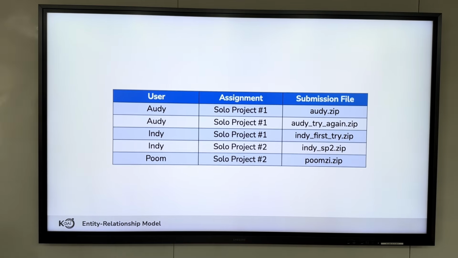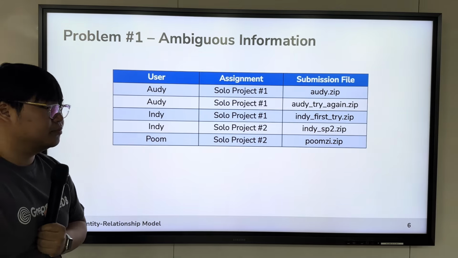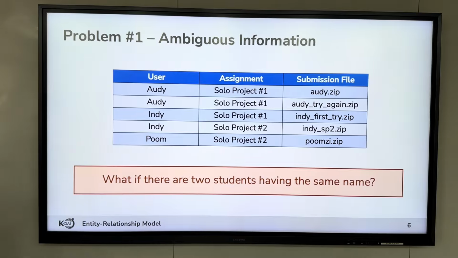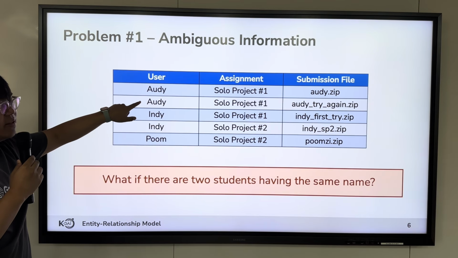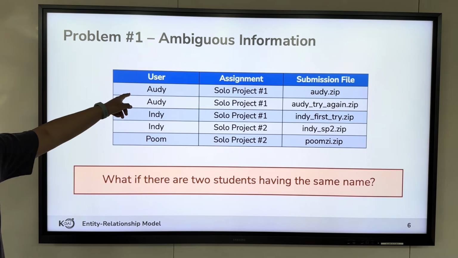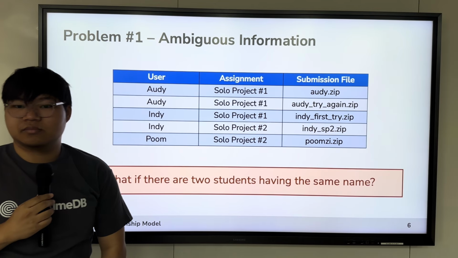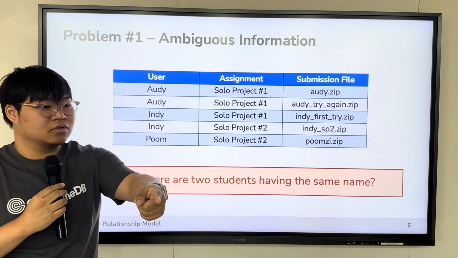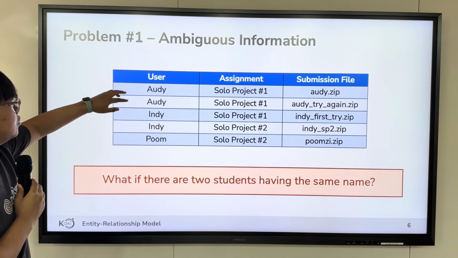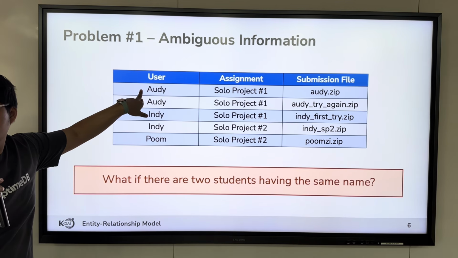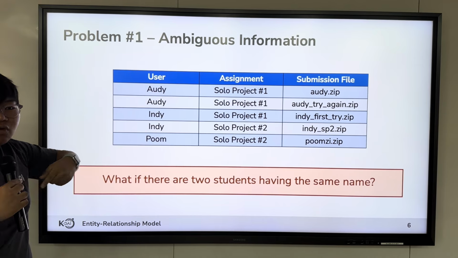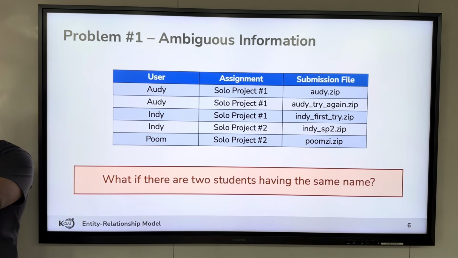The problem. First, my question is, how do I know whether this Audi and this Audi are the same person? My name could be Audi as well. Your name could be Audi as well. Are these two the same? I may be Audi, you may be Audi.